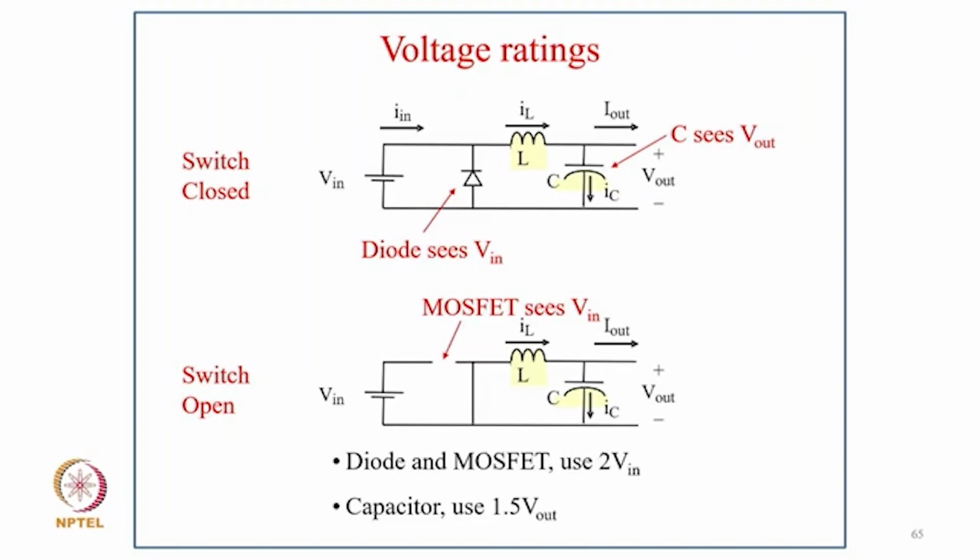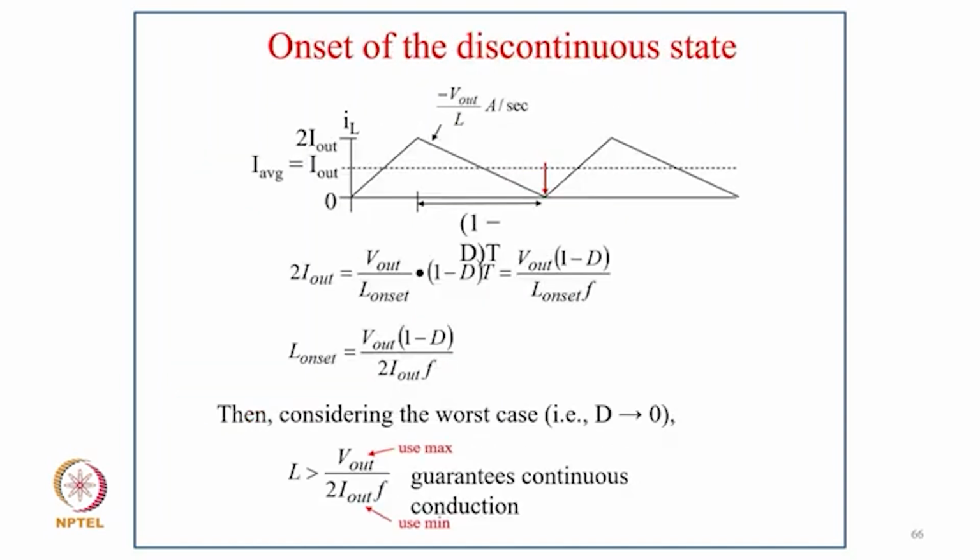Diode and MOSFET use 2 V in and capacitor use 1 V out. You can find out the onset of discontinuous current in the boundary condition. You can see how the average current typically goes. Inductor current goes from 0 to 2 I out, that is minus V out upon L.